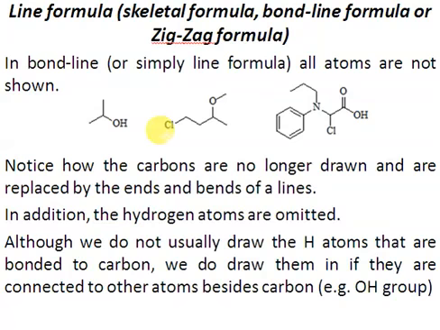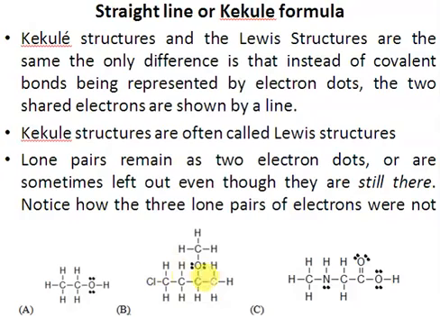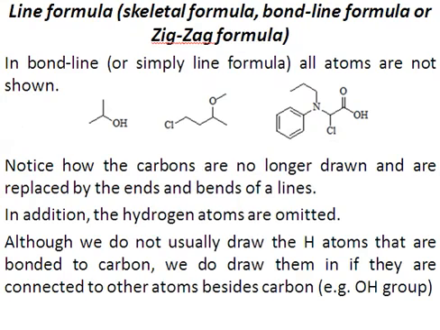The condensed structure is also known as the straight line formula, because all structures are presented in the form of straight lines. But these line formulas are presented in a zigzag manner. You can see that's in the form of zigzag. That's why they are also known as zigzag formulas, or bond line formulas, or skeletal formulas, or simple line formulas.